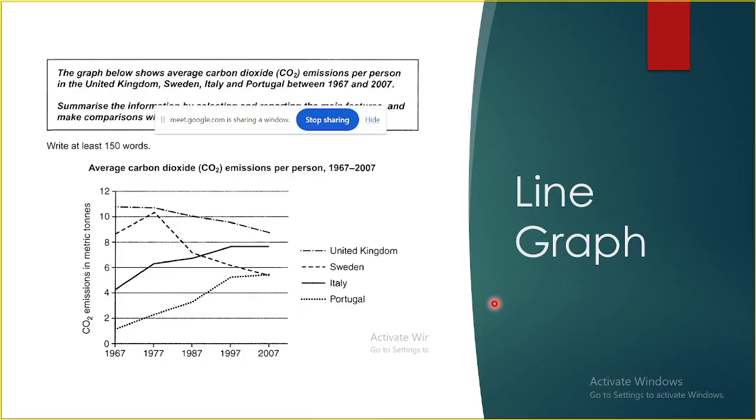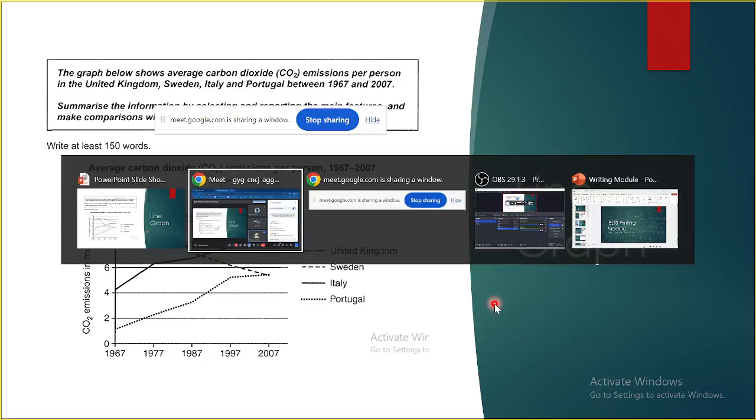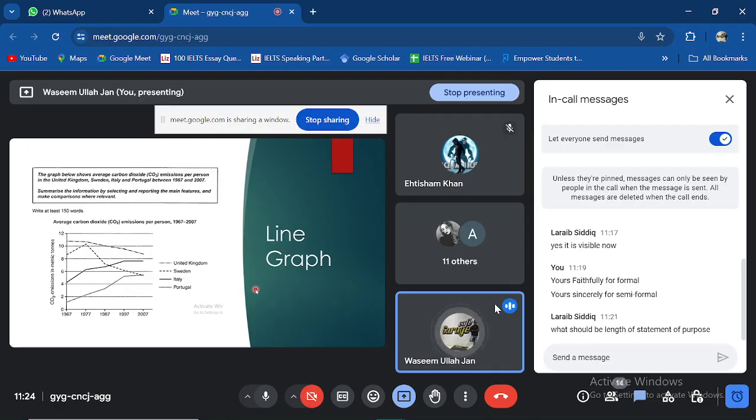The last type of graph is the line graph. Here you can see that there are four lines or four variables and their CO2 emission in metric tons is increasing or decreasing. You have to establish trends. Like if you look at the dotted line, it is following an increasing trend. Similarly, Italy is also following an increasing trend, but the United Kingdom and Sweden are following a decreasing trend. So you have to determine which trend the line or the variable is following.